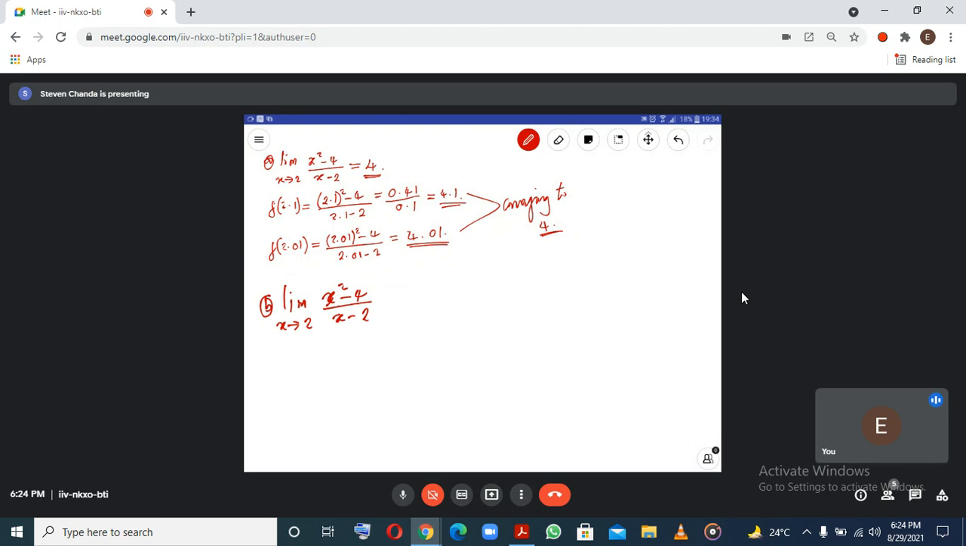So what can you do? The same problem: if we try to substitute 2, we are going to get an undefined thing, right? So you can choose to expand this or factorize it. You remember this as a difference of two squares. So that's a difference of two squares.